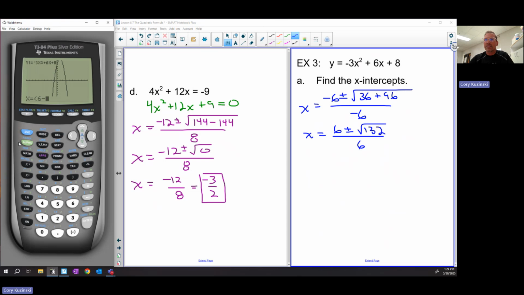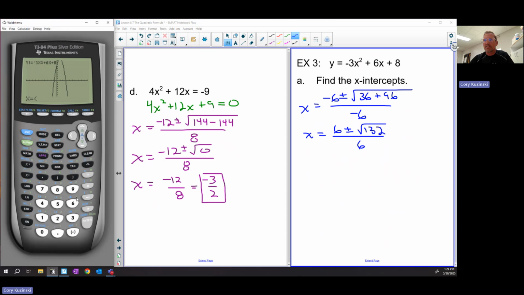6 minus the square root of 132. I have to put parentheses to end my square root, and then parentheses to end my numerator, divided by 6. That is one of the solutions. That's one of its roots. And let's do this again.